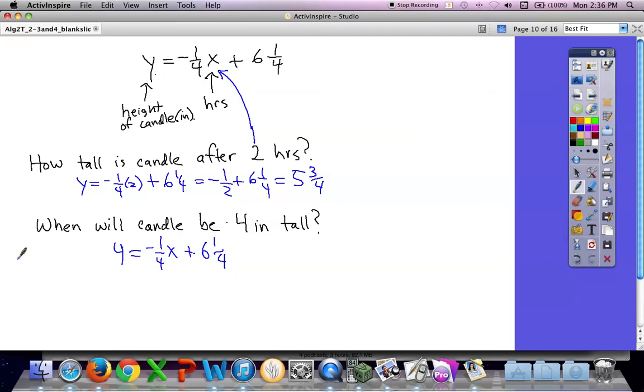How about, this is a 4. It may not look like it, but that's a 4. How about we'll subtract 6 1/4 from both sides? Okay, what is 4 minus 6 1/4? How about negative 2 1/4?